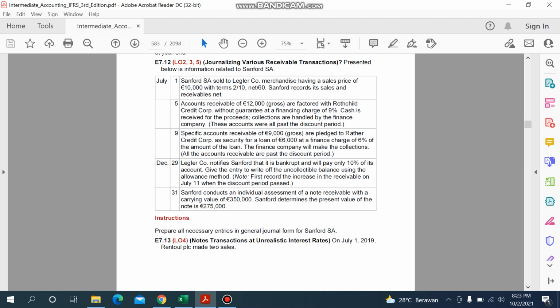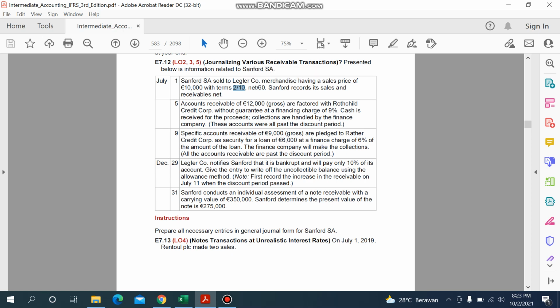So we'll start with July 1st. Stanford SA sold to Leckler Co. merchandise having a sales price of 10,000 with terms 2 over 10 net 60. Stanford records its sales and receivables net. Remember, if it's net, you need to record the receivables and the sales with the amount already minus the sales discount, sorry, the cash discount.